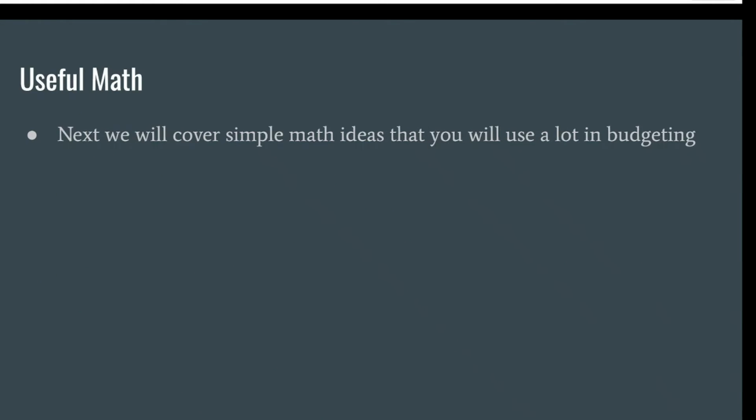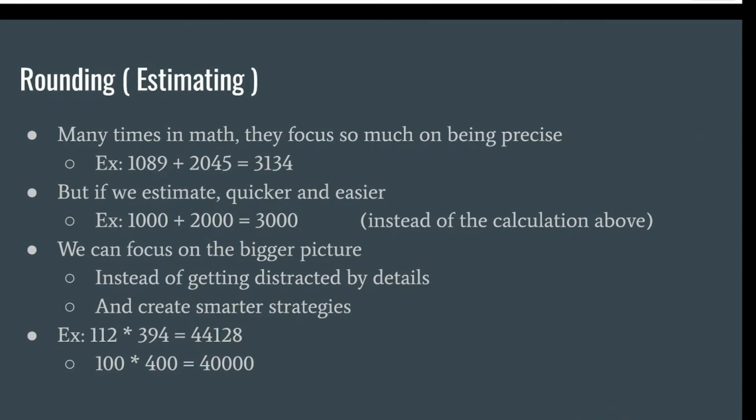Next, we'll cover some useful and simple math ideas that will help you through budgeting. Rounding is estimating. Many times in math, they'll focus too much on being precise. But if we estimate, we can make things quicker and easier. So for example, in the first line, it's very specific, and you can't do that in your head. But if we round the numbers down to 1,000 plus 2,000, we can quickly calculate that they'll equal 3,000. So by simplifying things, we can focus on the bigger picture instead of getting distracted by the details.